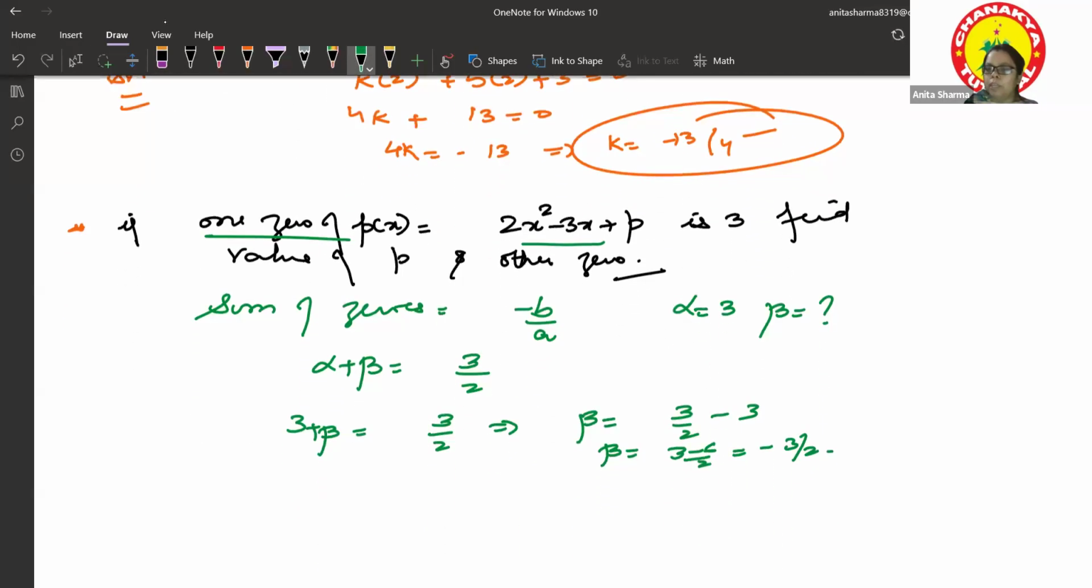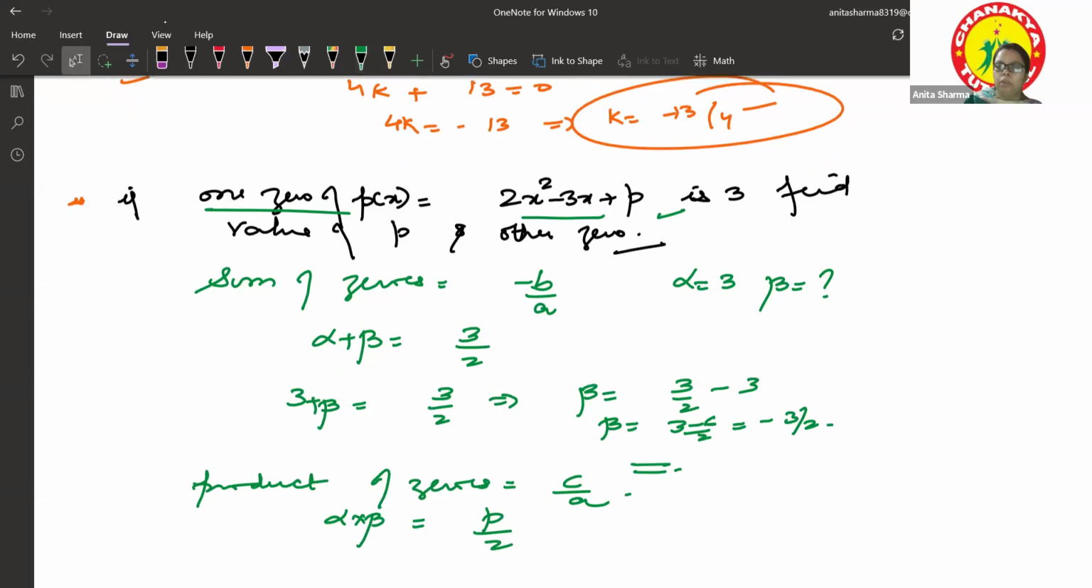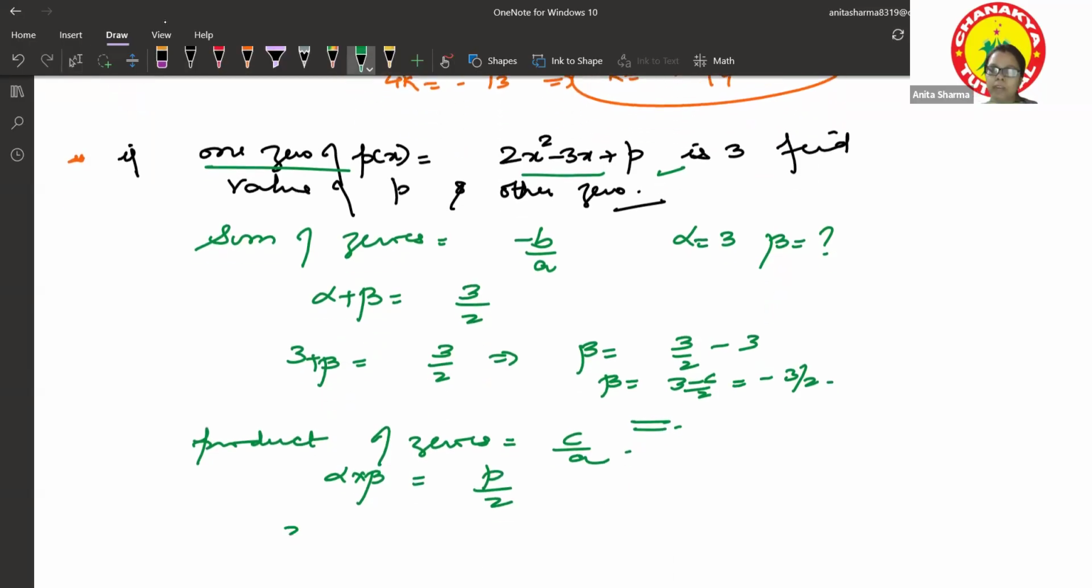Another zero we have calculated. Now we have to find the value of p. So how will we find it? Find the product of the zeros. Product of zeros will be c by a, so it means alpha multiplied by beta equals p by 2. Now put the values of alpha and beta. Alpha is 3, beta is minus 3 by 2, so minus 9 by 2 is equal to p by 2. 2 cancels, the value of p will be minus 9.